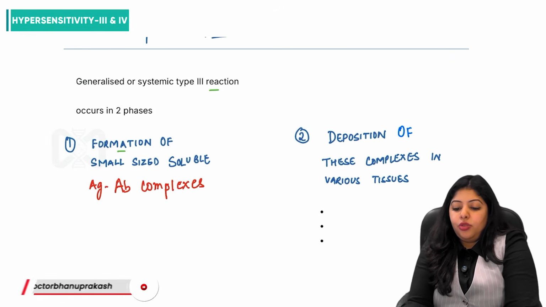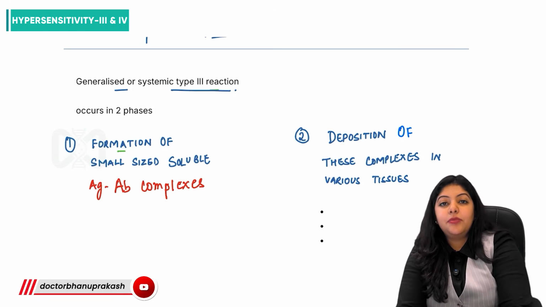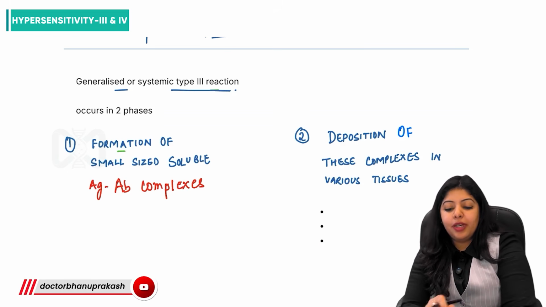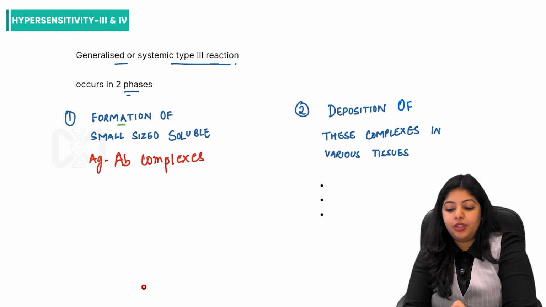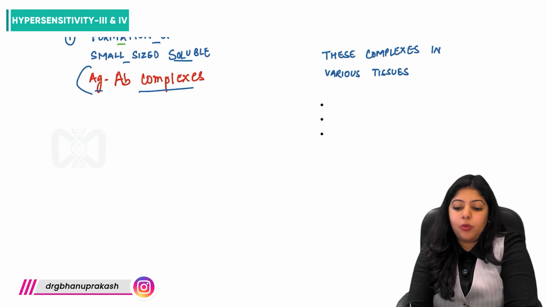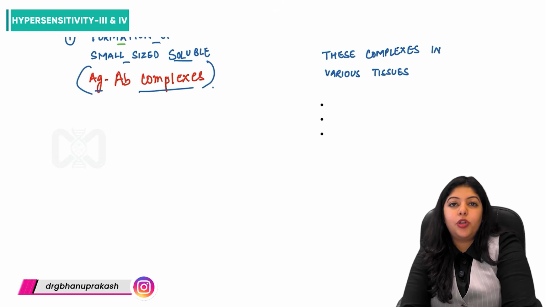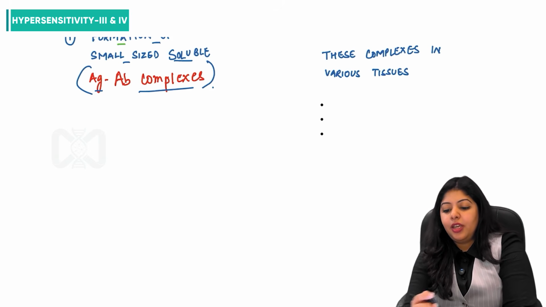So what are the generalized or systemic type 3 reactions? You must remember that these reactions occur in two phases, right? Firstly, there is formation of small size soluble antigen-antibody complexes. You must know that these small size antigen-antibody complexes are soluble in nature, right?